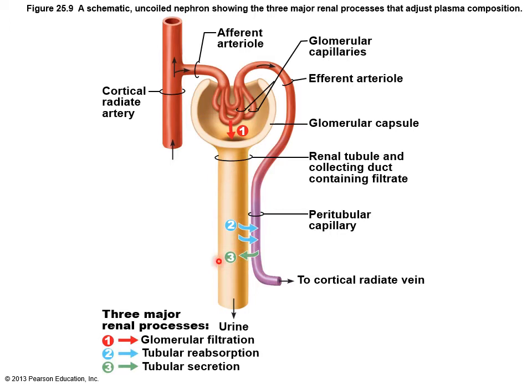That's a little short picture of the tubule. And so 2 is tubular reabsorption from the filtrate back into the blood. And these are the peritubular capillaries that surround the tubule. And then tubular secretion later on from the plasma back into the filtrate to get rid of substances that really are not supposed to be there.